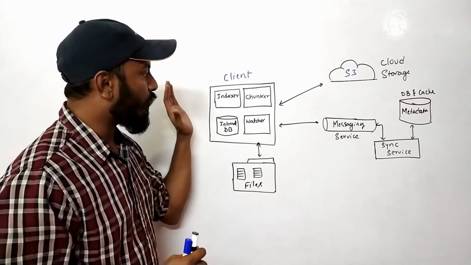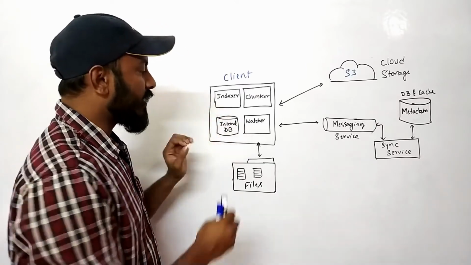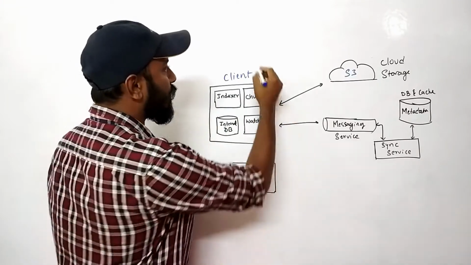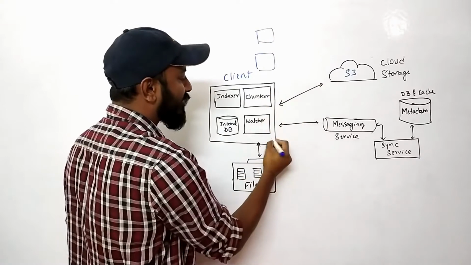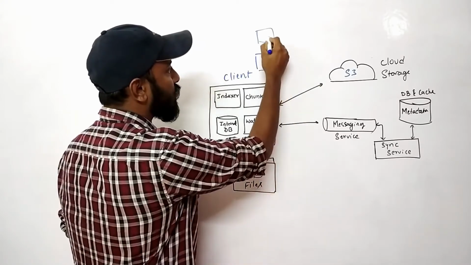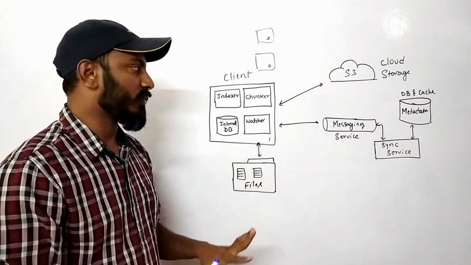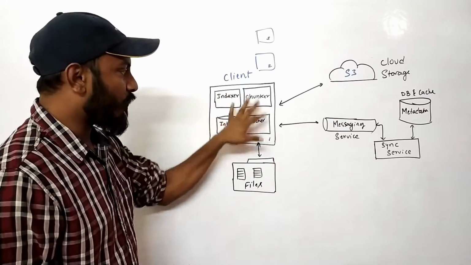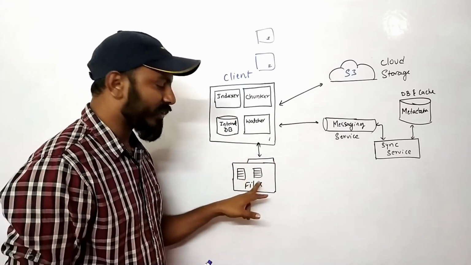We have about 4 different components in the client itself. I have only represented one client here, but maybe we'll have more clients. Let's consider client number 1, client number 2, client number 3, and all of these clients belong to the same user. Let's proceed with our design on that basis. So we have 4 main components in the client, and this is the folder which has files.